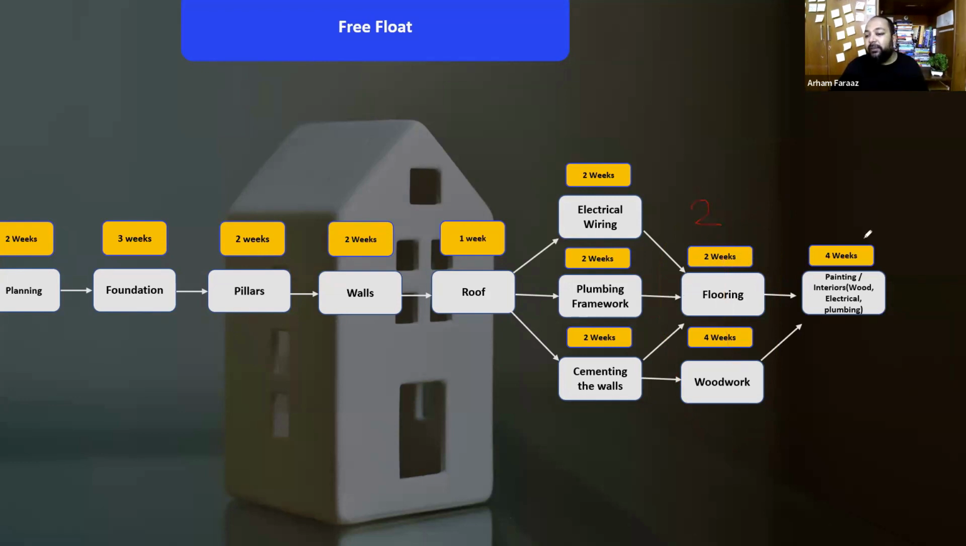Again, this float doesn't impact the end go-live date, the 20-week duration which you have, it is not getting impacted. So that is free float.